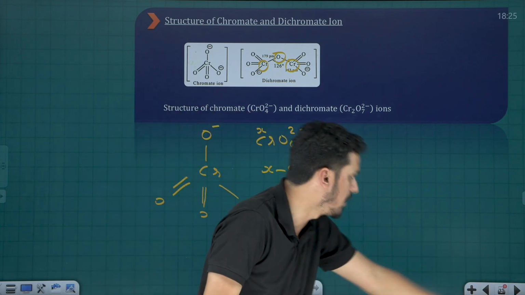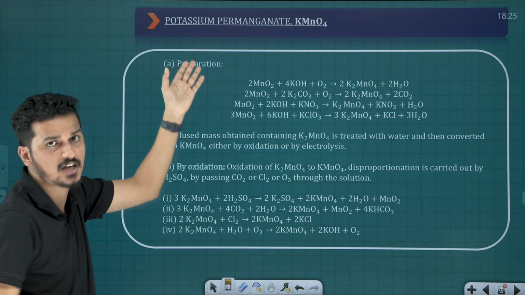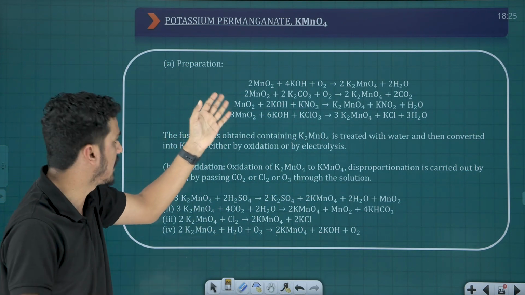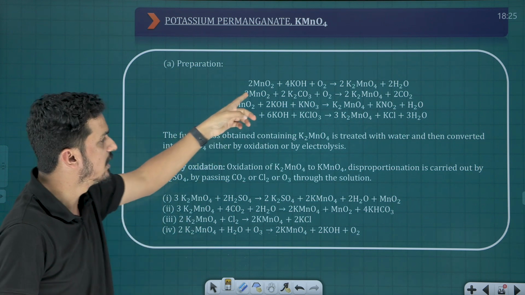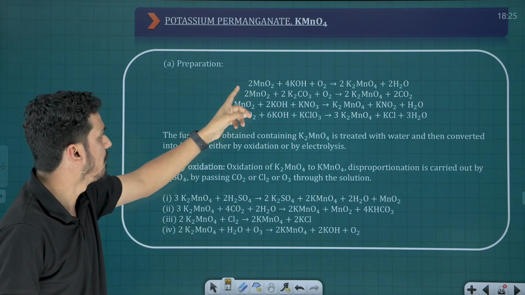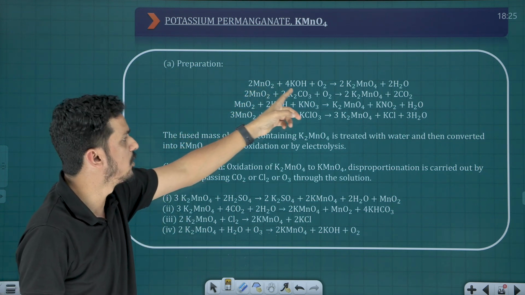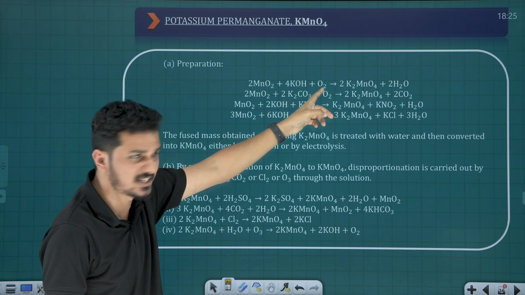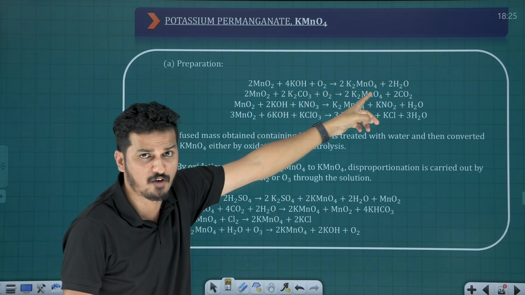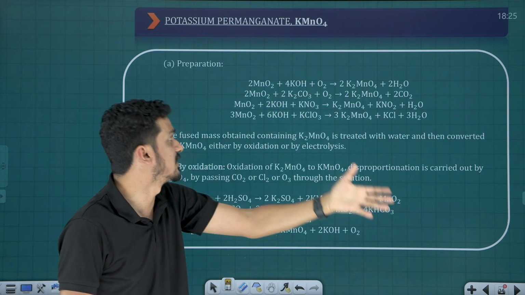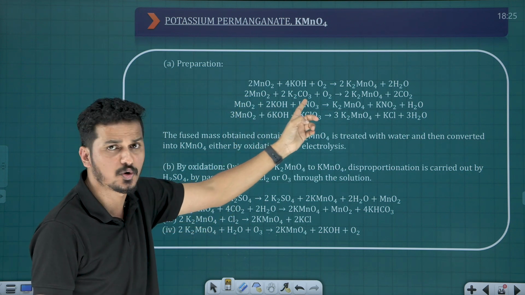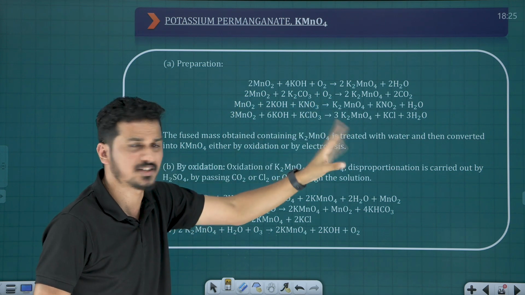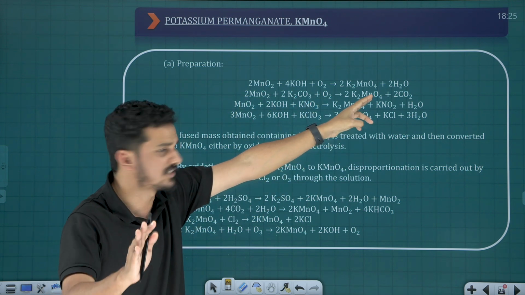That idea you have to remember. Then again, once we come to potassium permanganate, its preparation is also important. It is prepared from the pyrolusite ore, which is MnO2. MnO2 you can treat with KOH in the presence of oxygen, and you will get K2MnO4, called potassium manganate. Or else MnO2 you can treat with K2CO3 and O2. There are many ways you can prepare this K2MnO4, potassium manganate.